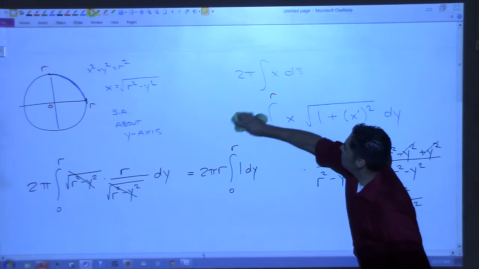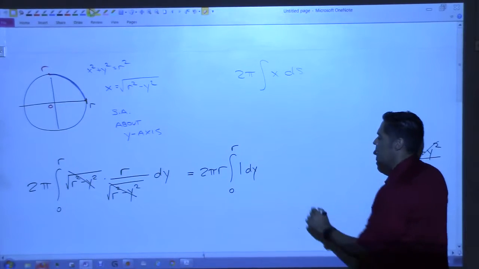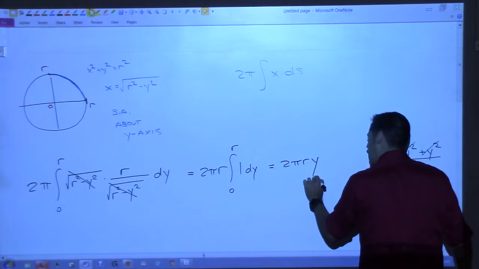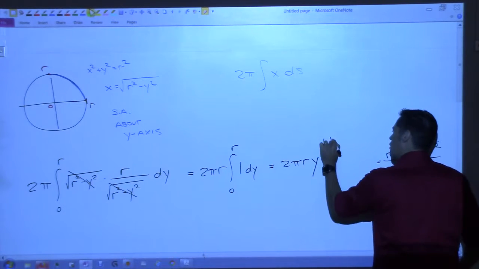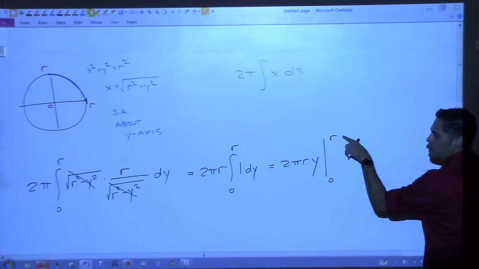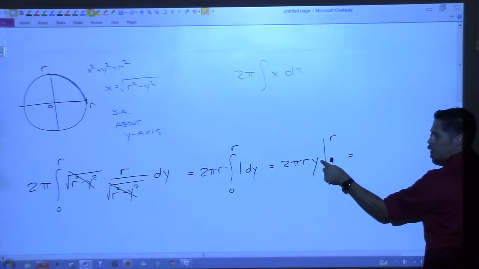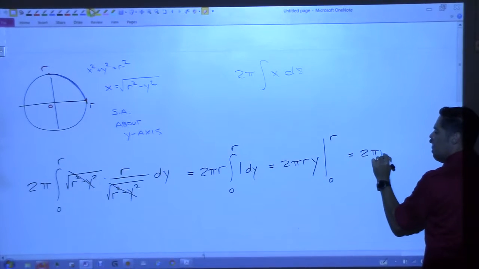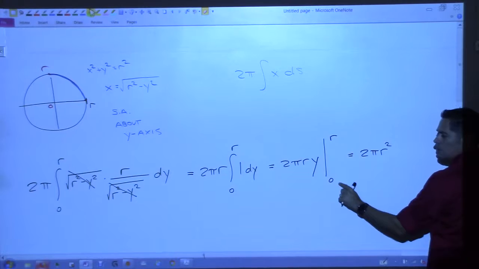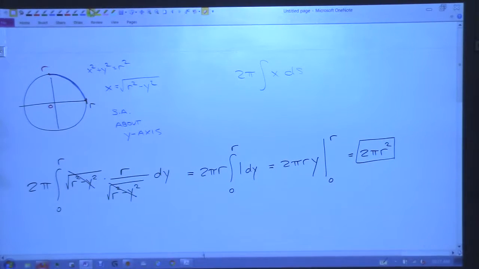So what is the antiderivative of 1 with respect to y? It's just y. So this is 2 pi r y, and we're evaluating at 0 and r. So I replace what with r? Replace y with r first. So that's 2 pi r squared minus, replace y with 0. 0. This is half of the surface area.